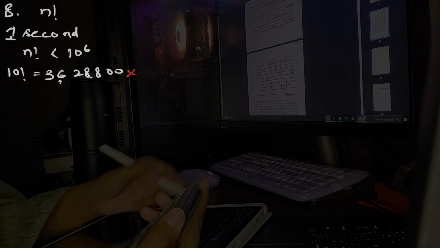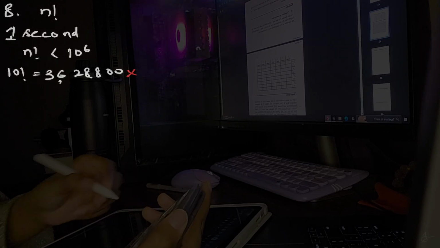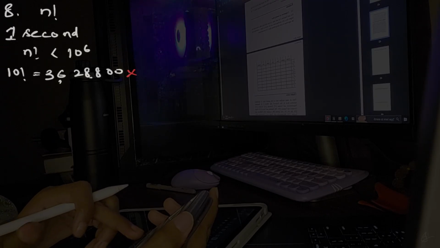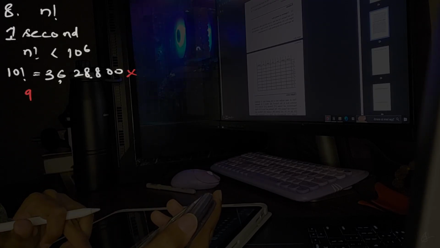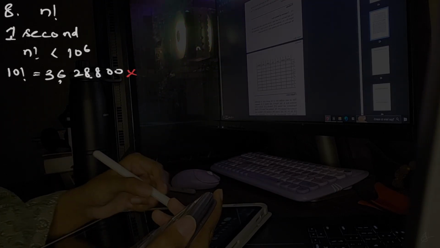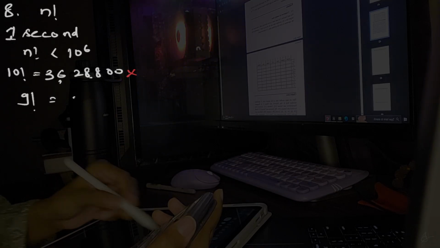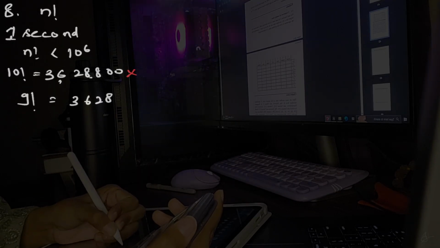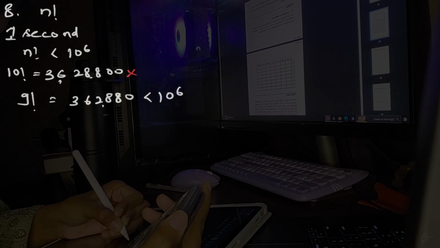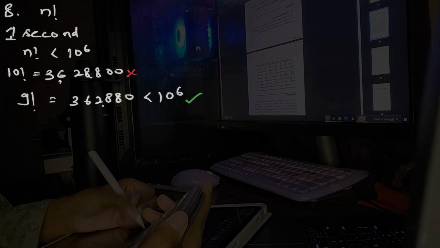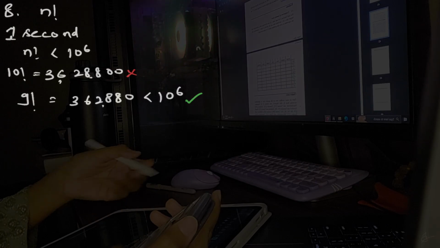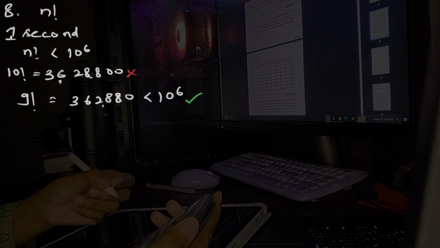Let's take 9 factorial then. Oh, nice, I thought that 10 might work. Oopsie. Now 9 factorial, I got 362880, and yes, it is less than 10 to the power of 6. Okay, so for n factorial in 1 second, we can only have the input size of 9. Okay, now n for 1 minute.